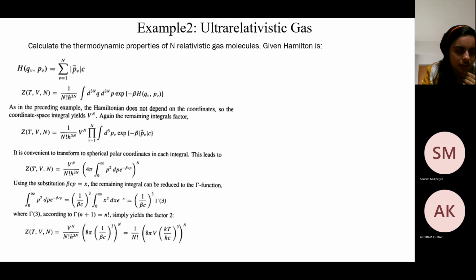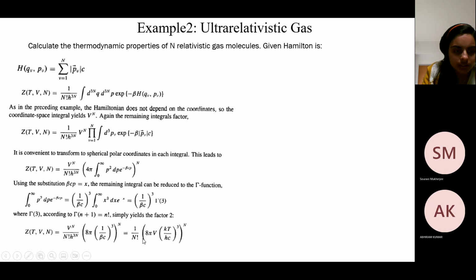Yes. So now what you do is you take this substitution, and once you do the substitution, you get an expression like this. This integral is actually the expression for the gamma function. So it's like integral from 0 to infinity of x to the power n minus 1 e to the power minus x dx is equal to gamma n. So here this value can be substituted as gamma 3. And then you use this relation to find the final expression for the partition function.